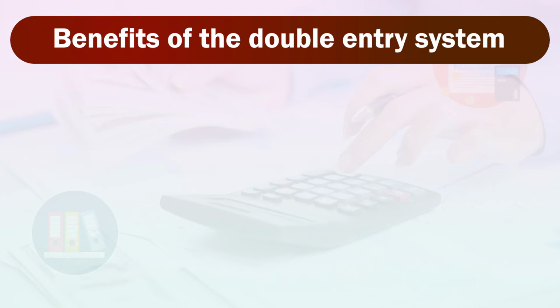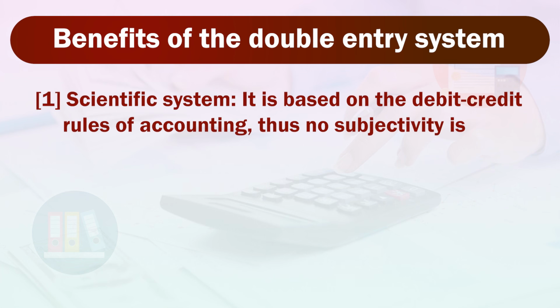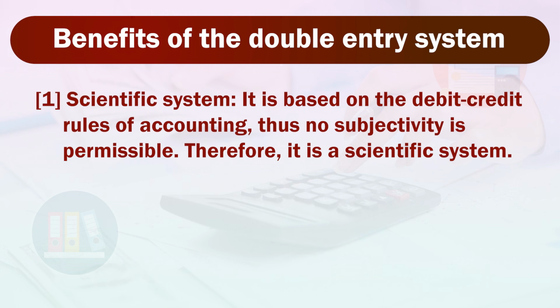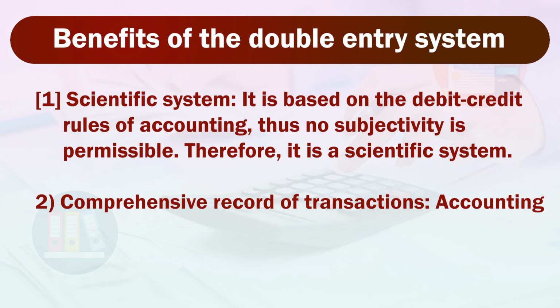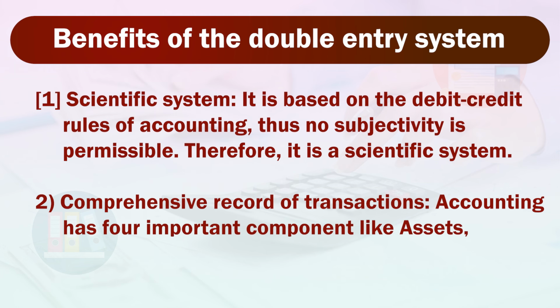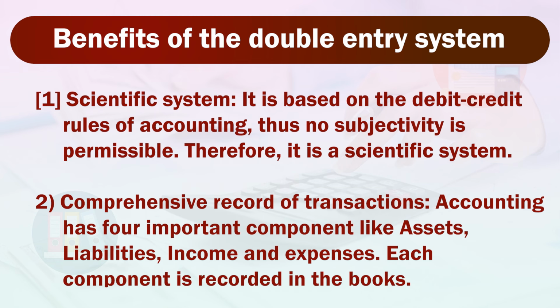Now, we will see the benefits of the double entry system. The first benefit of the double entry bookkeeping system is that it is a scientific system. It is based on the debit credit rules of accounting. Thus, no subjectivity is permissible, and in that way it is a scientific system. Second is comprehensive record of transactions. Accounting has four important components: assets, liabilities, income and expenses. Each component is recorded in the books.